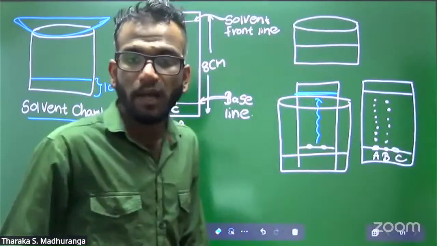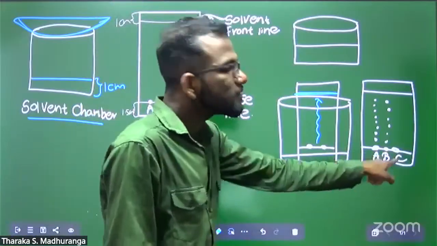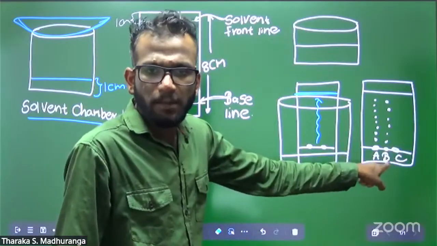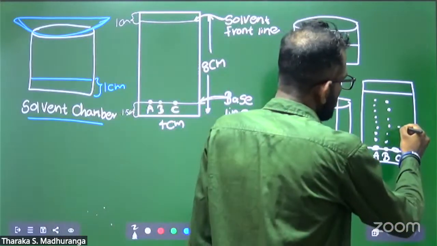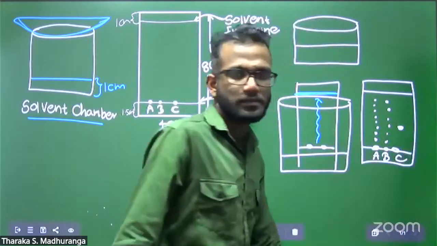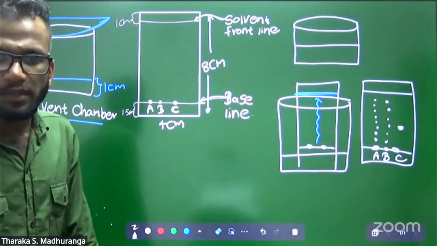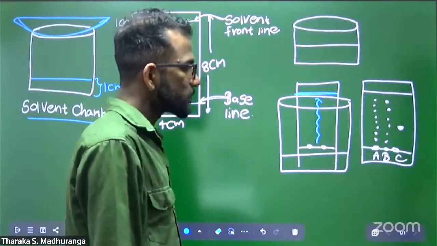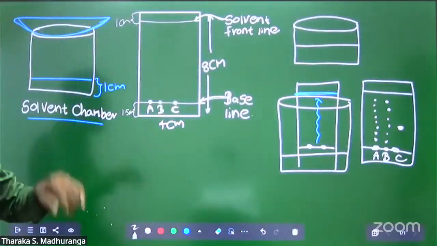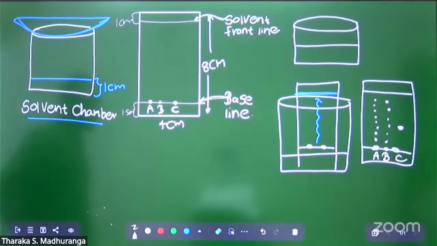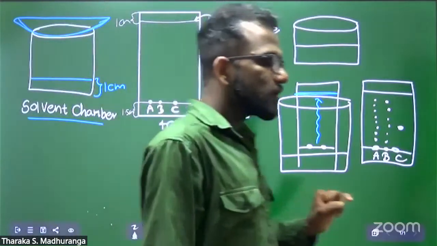Not only one compound. But C is the control, the compound that doesn't have impurities. Therefore, it has only one compound. Okay, this is the story of paper chromatography.